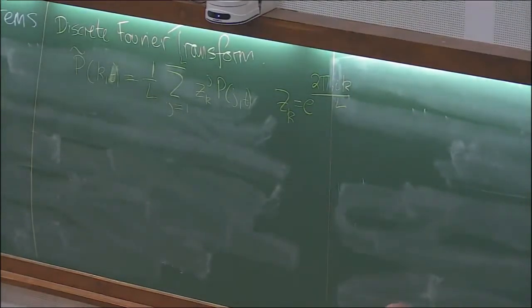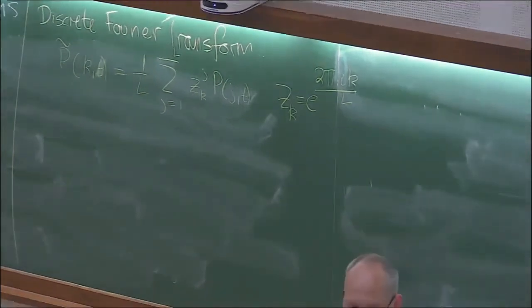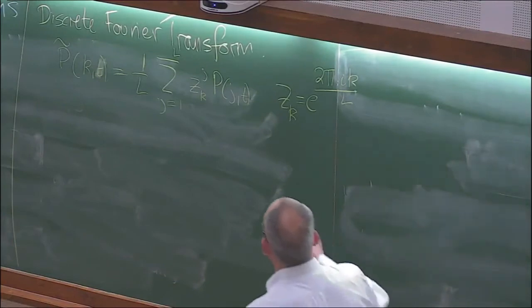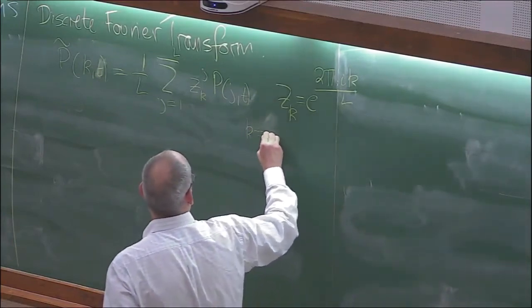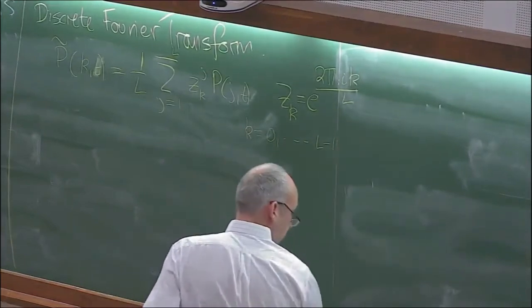I should have L Fourier modes, and I'll choose, you'll see why in a moment, k to go from 0 to L minus 1. So I'm going to have L Fourier modes, but I label them 0 to L minus 1.